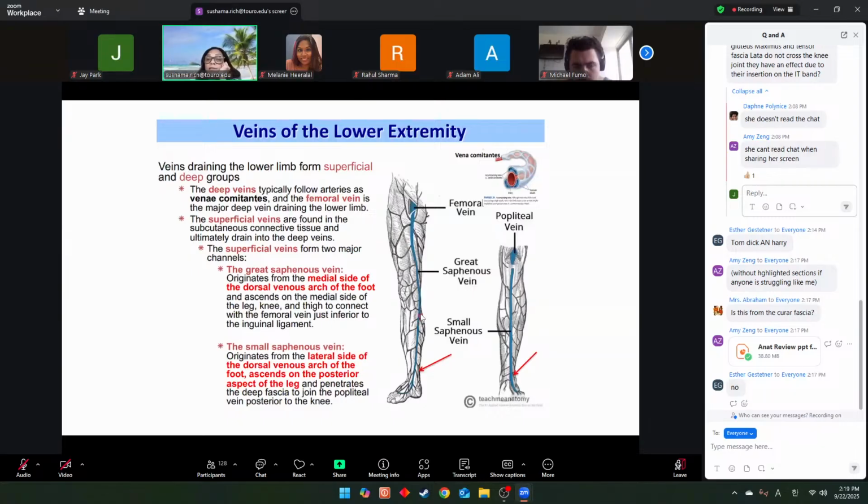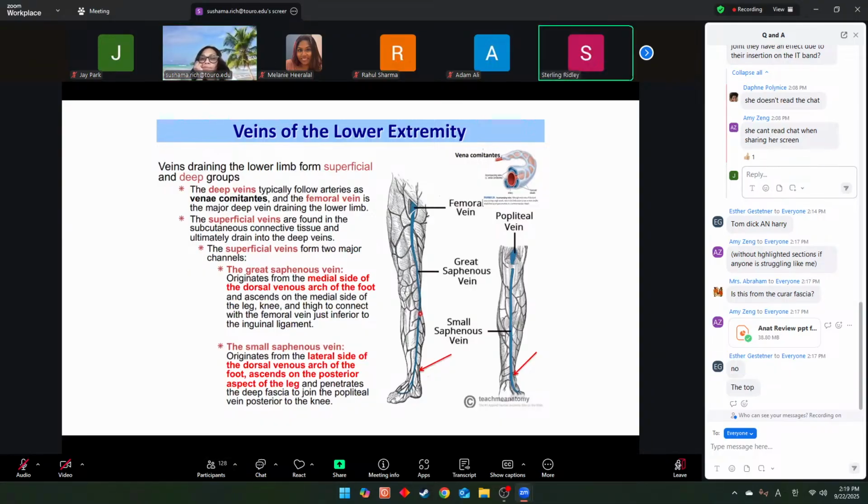Where the heck is the saphenous nerve coming from, people? The femoral artery? What? Saphenous nerve. Femoral vein? No. Femoral nerve? Femoral nerve.